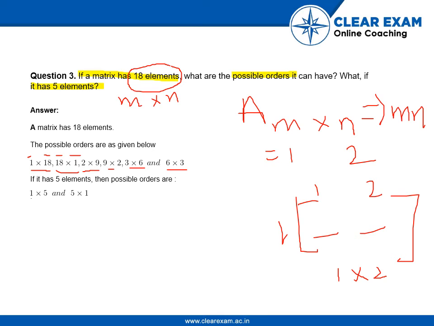Now, what if it has 5 elements? So for 5 elements, suppose we have 1 row, then 5 columns. And it's vice versa, that is 5 rows and 1 column. Now let us see if we can have 2 rows. If 2 rows, then 2.5 columns. This is not possible. Similarly, 3 into something decimal, not possible. 4 into something decimal, not possible. And at last, we have 5 rows into 1 column.